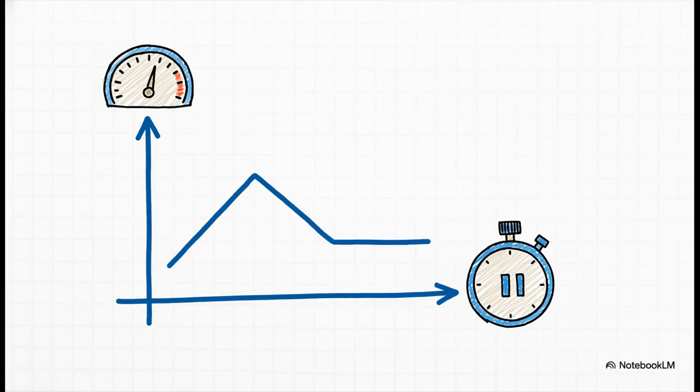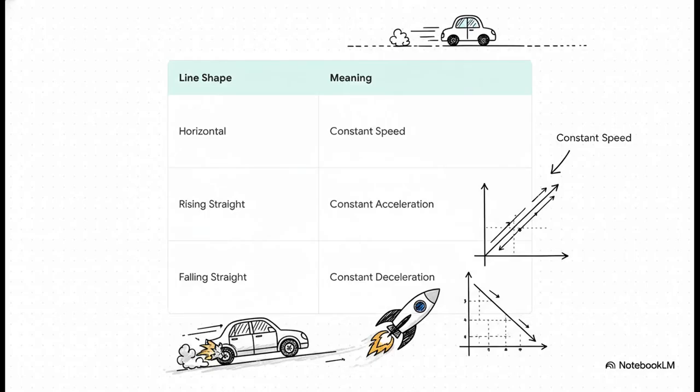All right, let's switch gears now and look at our second main type of graph, the speed-time graph. Now, this one isn't telling us where an object is. Instead, it tells us how fast it's going at any given moment. So the lines on this graph tell a totally different story. A flat horizontal line doesn't mean at rest anymore. Here, it means the speed isn't changing. It's constant.